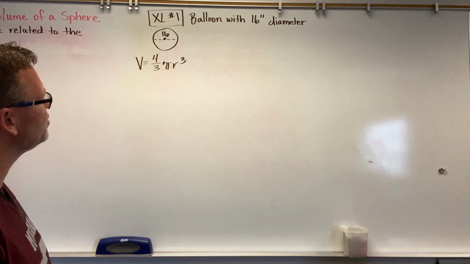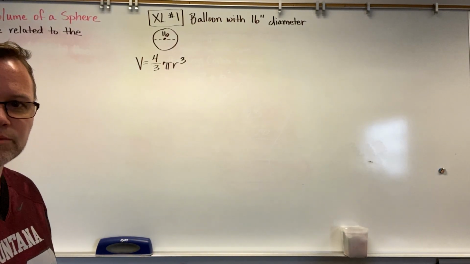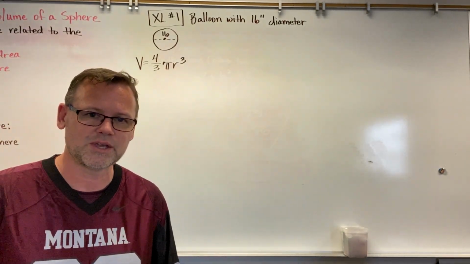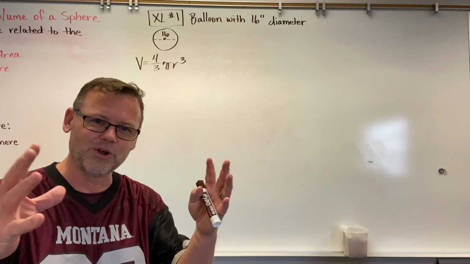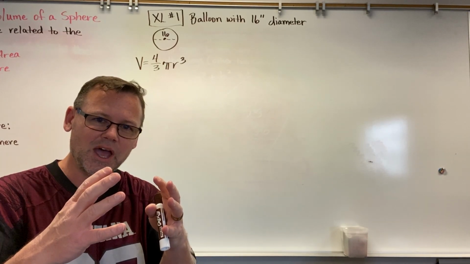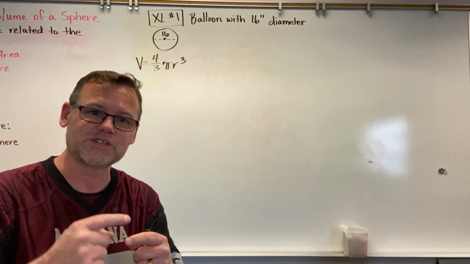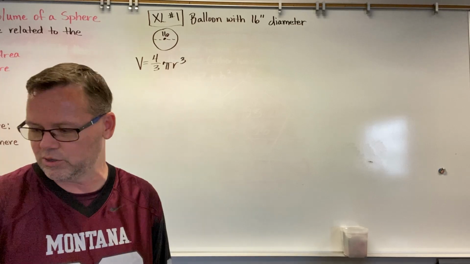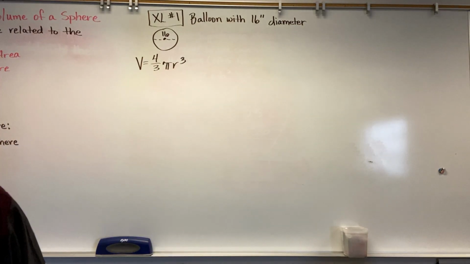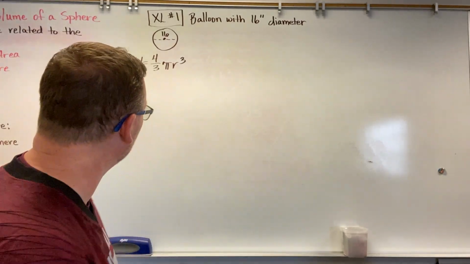What they're talking about is you have a balloon with a 16-inch diameter, and they want to know what the volume is. But they also want you to shrink it down and tell you what the volume is if it were halfway deflated, and then also tell you what the radius of that volume would be. So you can tell how this gets really complicated really quickly. So I want you to watch me real close.